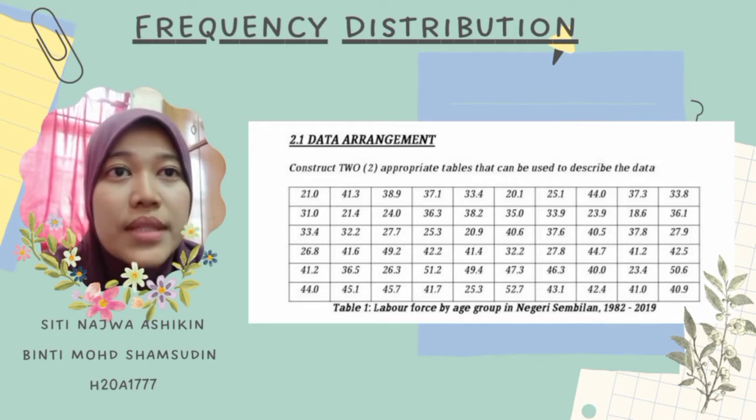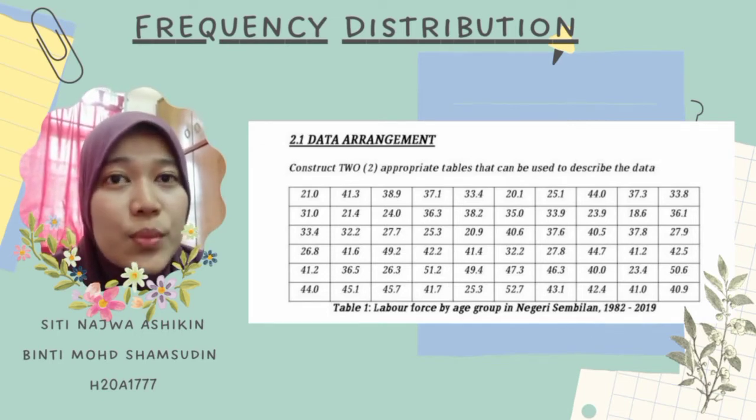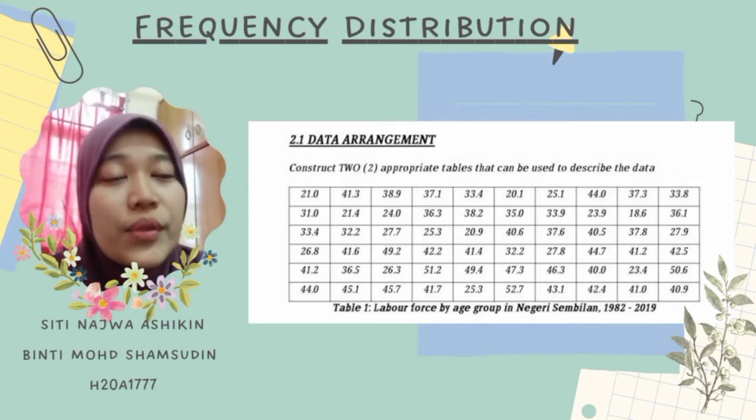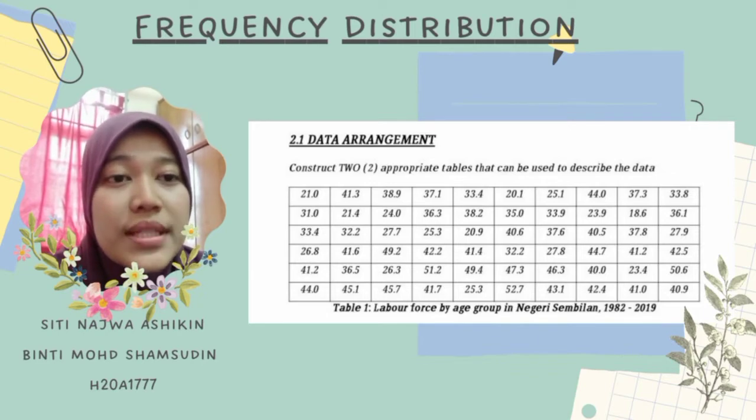There are three types of table that can be used to describe the data. The first one is frequency distribution. The second one is relative frequency distribution. And the third one is cumulative frequency distribution.